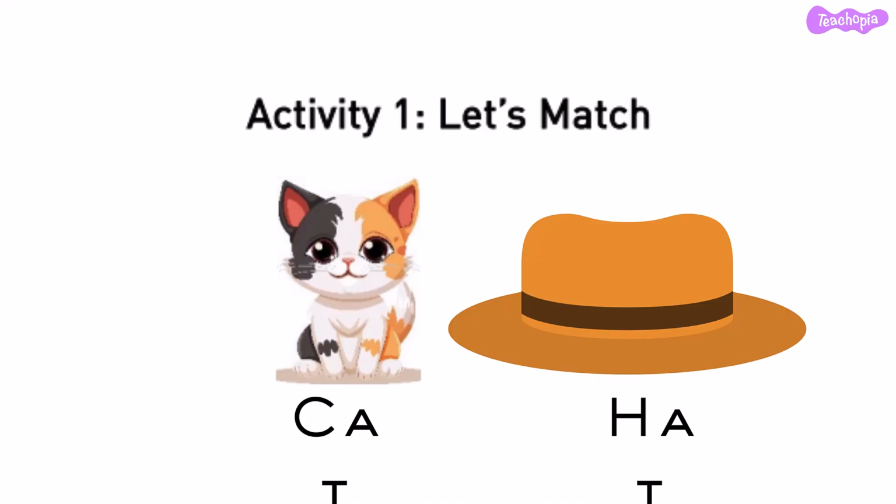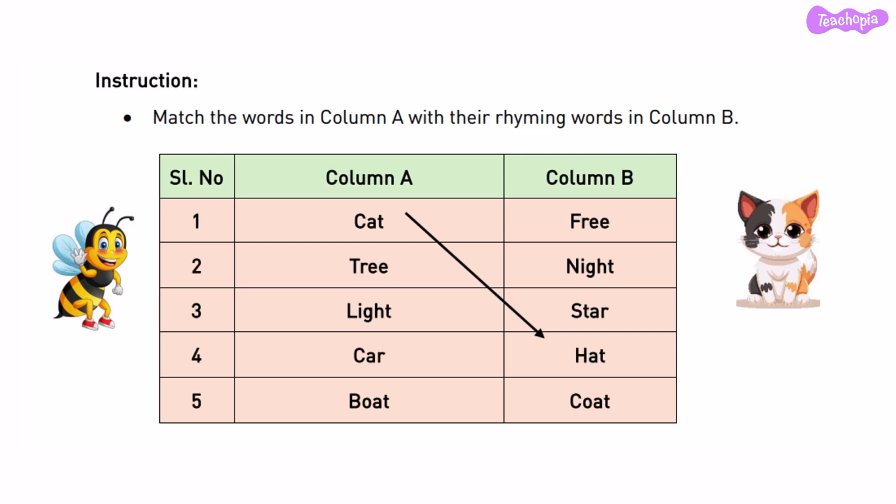Activity number 1. Let's match. This is a simple match the columns activity where students have to match words in column A with words in column B. These are rhyming words. The first one is already done for them, that is cat and hat. Prompt them to answer more words by finding the rhyming words for the words in column A in the column B.